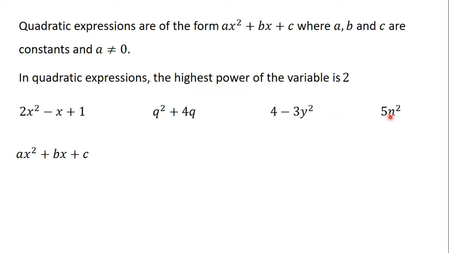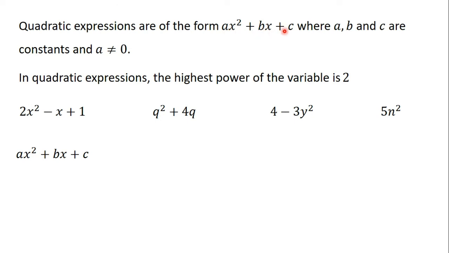In the same way, the coefficient of n squared here is 5. If it were to be 0, we will have 0 times n squared. 0 times n squared is 0. And this whole thing will turn into 0. And 0 is not a quadratic expression. So for an expression to be considered as a quadratic expression, the coefficient of the square term should not be 0. So in this expression, ax squared plus bx plus c, a should not be 0.